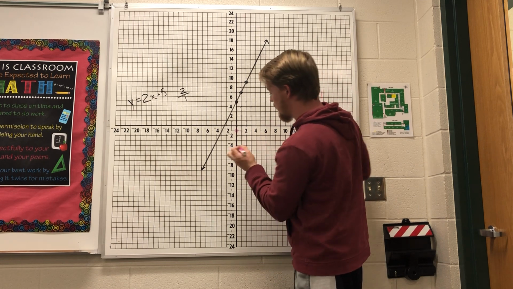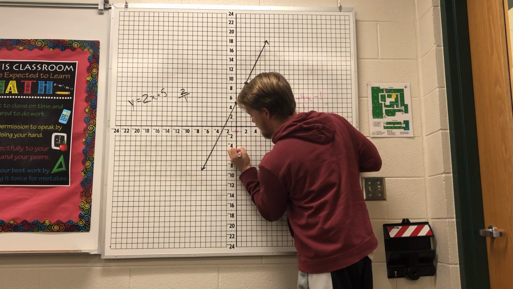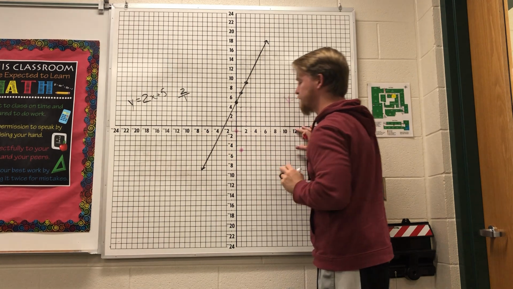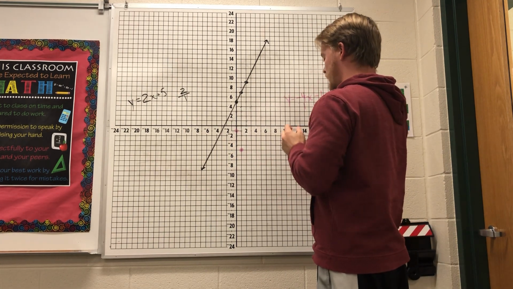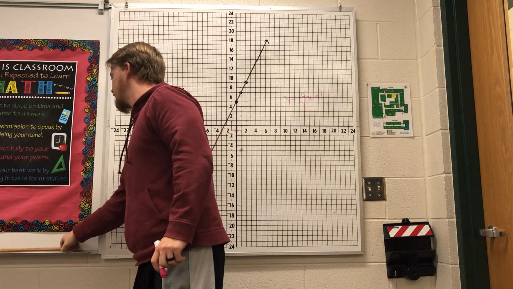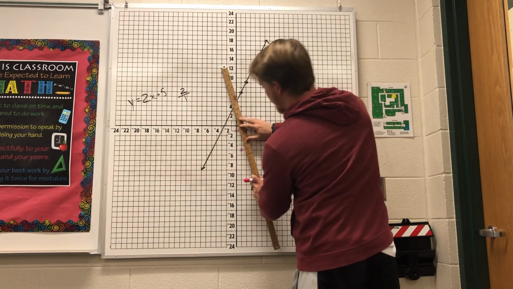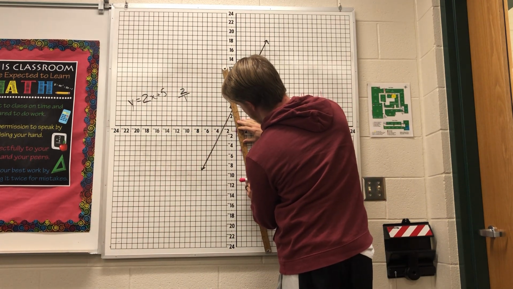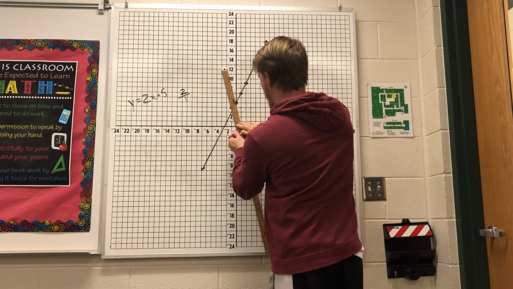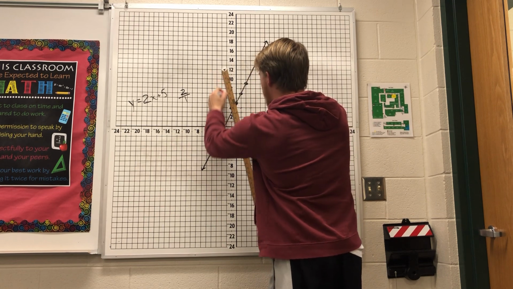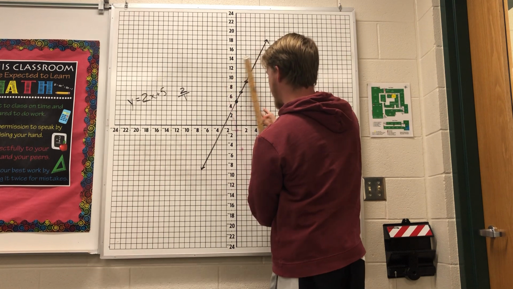So there is my second point. So then I can draw my line through those. Again, you want to extend it. So my other line should look something like that.